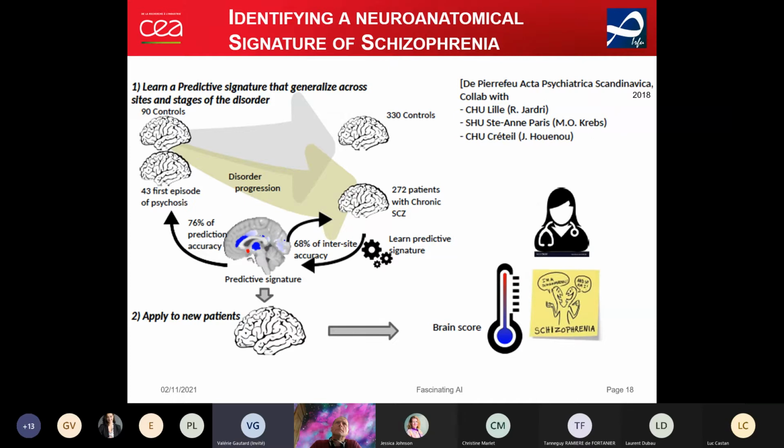We could predict the signature of schizophrenia. This work is led with some hospitals from Lille, Paris, and the Paris suburbs, and we predict schizophrenia with 76% prediction accuracy. It is a very good result, and it could be improved in the future, of course, but it's a good result now. Next slide, please.